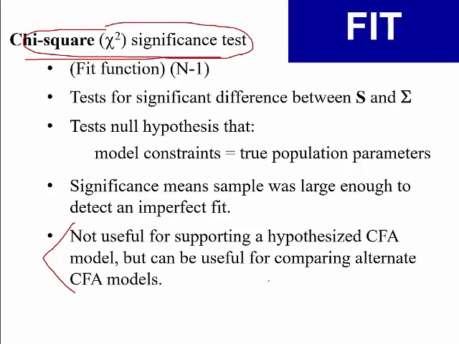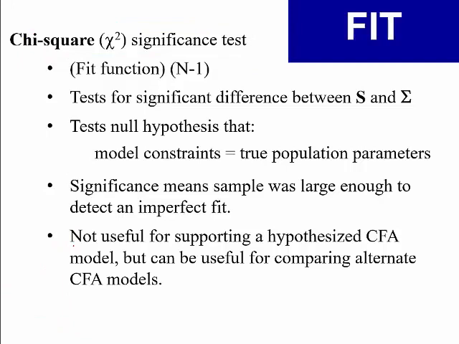So if I'm testing an alternate model with the idea that I'm hoping to reject it, the chi-square significance test can be useful. But in situations where I have a hypothesized model and I'm wanting to support it, the chi-square isn't very useful because in this case I simply have too much power. If I have a large sample, just about everything I look at is going to be significant, and it's really not going to tell me a whole lot.